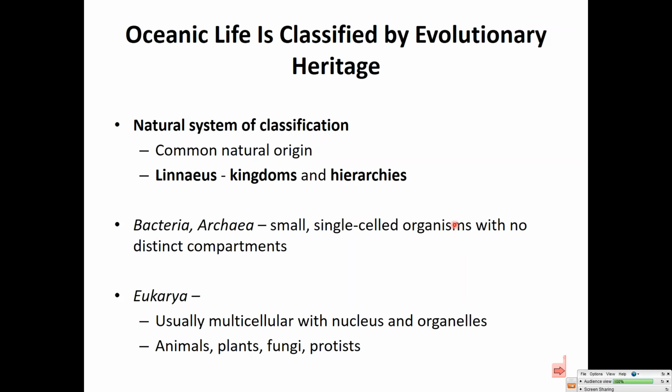And so we have two distinct groups, the prokaryotes and eukaryotes. The prokaryotes include the bacteria and archaea. These are small single-celled organisms with no distinct compartments, prokaryotic organisms. Then we have the eukaryotes, eukarya, all organisms that have a nucleus in the cells. Most eukaryotic organisms are multicellular, meaning the organism consists of multiple cells instead of just one. Examples of eukaryotes are animals, plants, fungi, and protists. Algae are protists. So seaweed is nothing but algae, and so seaweed is a protist. Seaweed is not a plant.